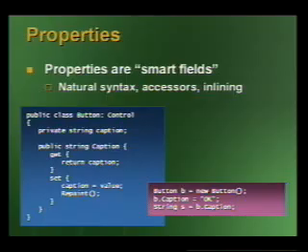Indeed, the purple box here shows you what this looks like in use. You can create a new button, assign a caption to the button, and later fish the caption out. Now, you can actually have read-only and write-only properties by omitting either the getter or the setter. But as you see, it's a very natural syntax. It allows users to truly think of objects having properties.